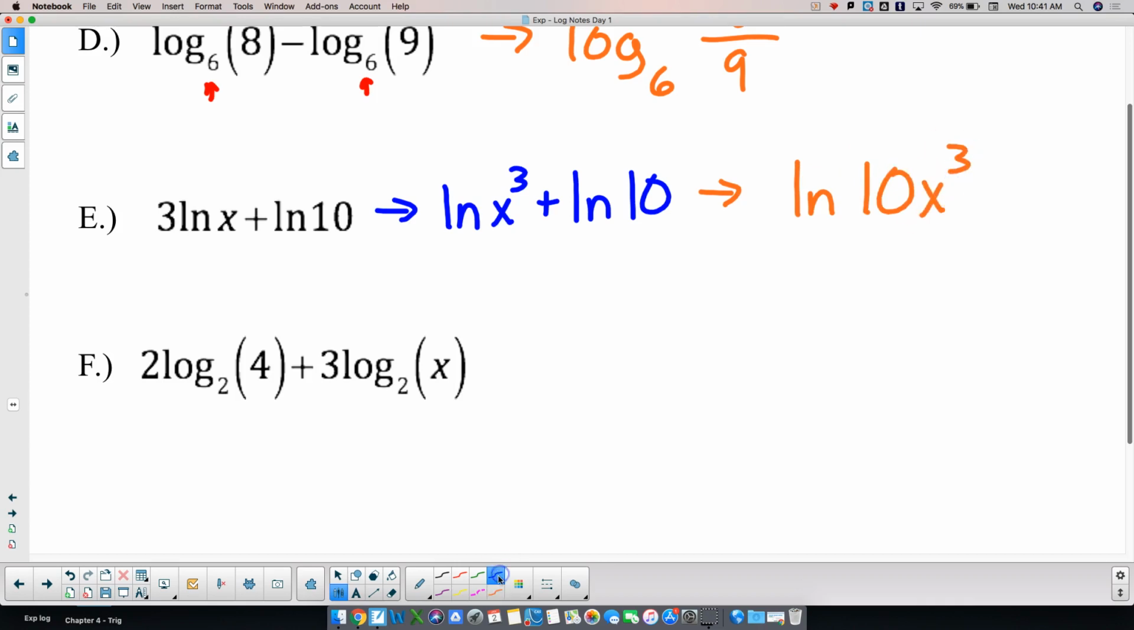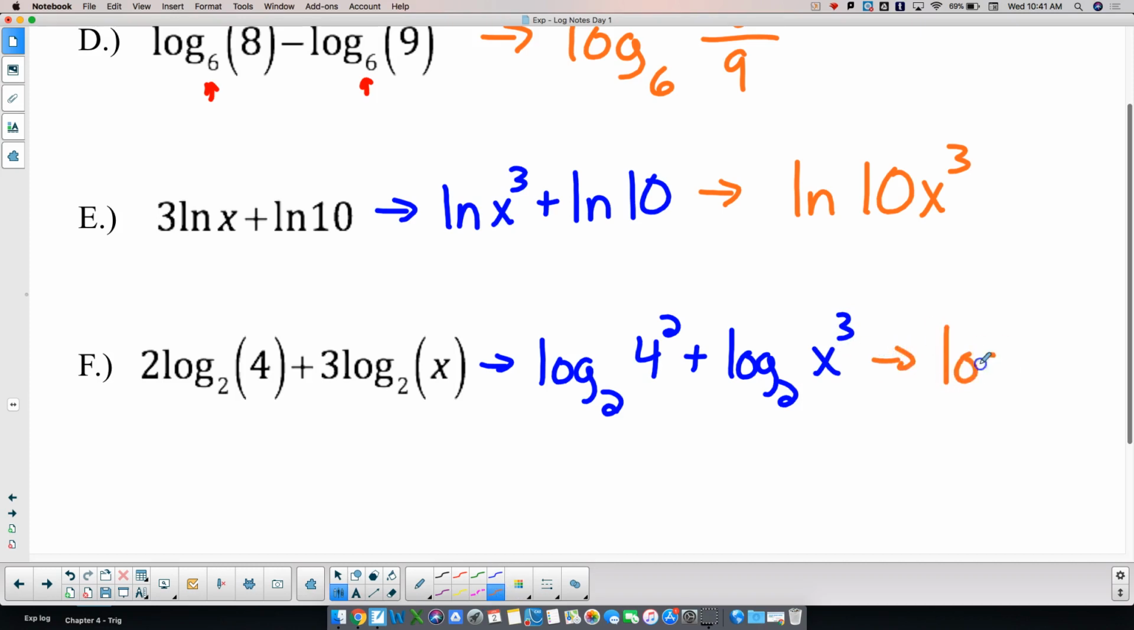I get the natural log of 10x cubed on the E. And I get log base 2 of 16x cubed for the last one. Questions on expanding or condensing?